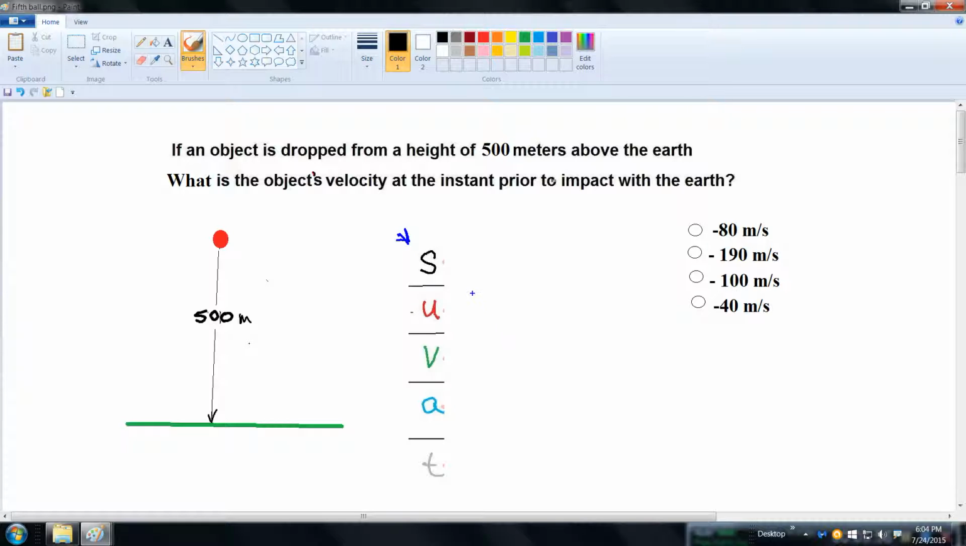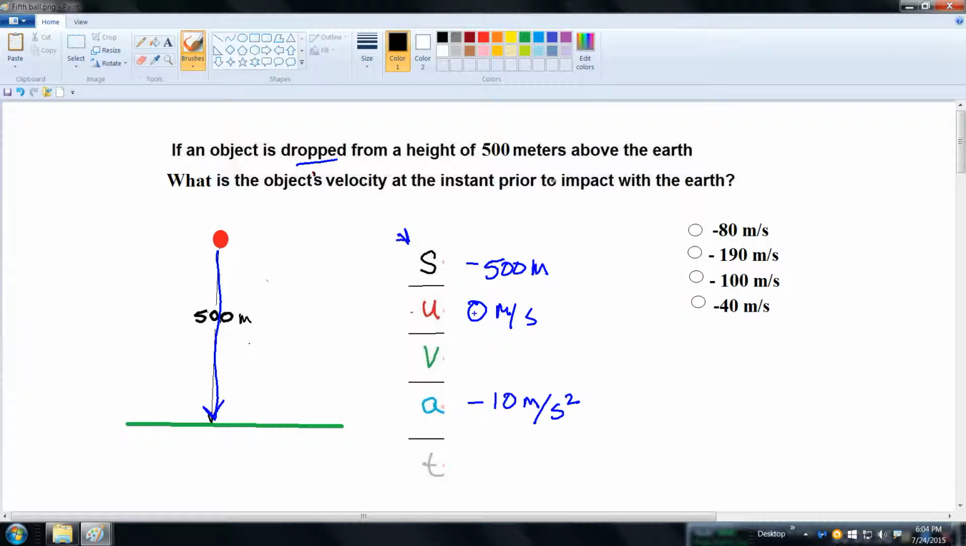Step 2 is fill in the 3 variables that we are given. Well, we are told that it's an object that's dropped, so it's got an initial velocity of 0 meters per second. We also know that the object is under acceleration of gravity, or g, so we've got minus 10 meters per second squared. And the other thing is that it's displaced. It's 500 meters above the Earth, so we know that it's going to drop that far. So we're going to say that's minus 500 meters.